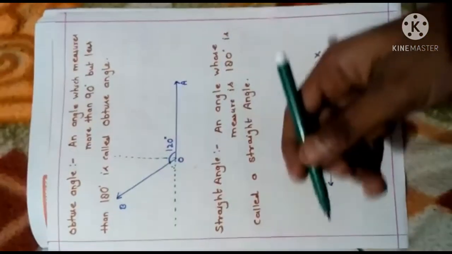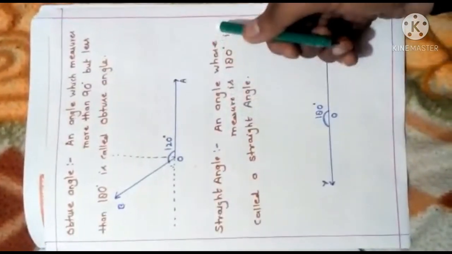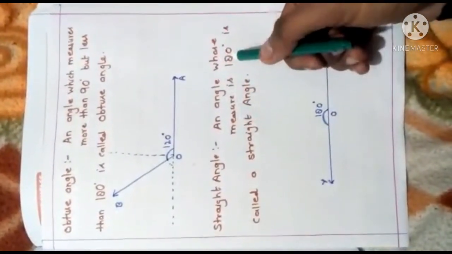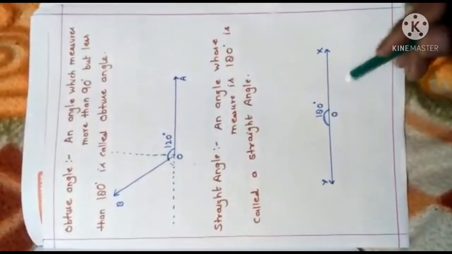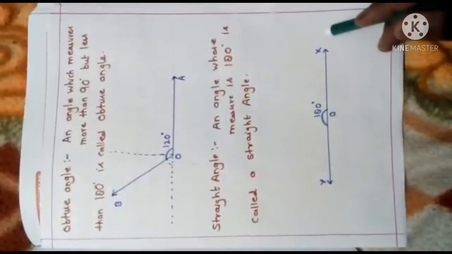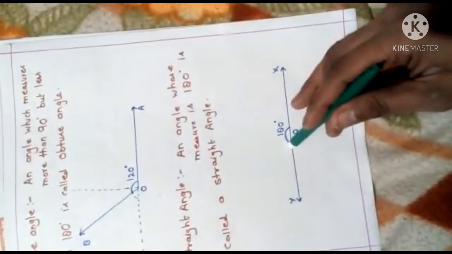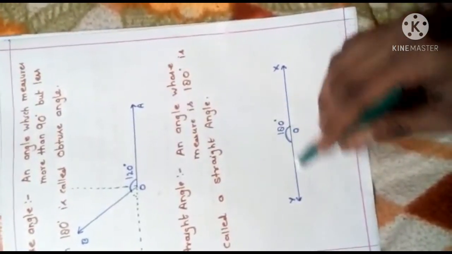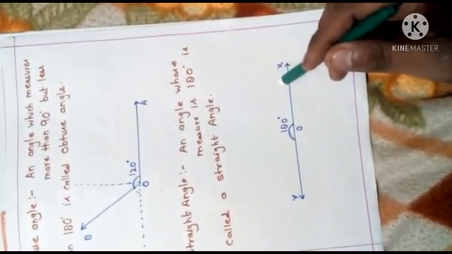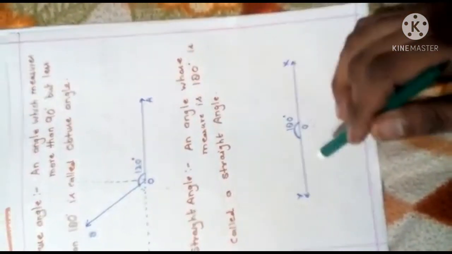Next, straight angle. An angle whose measure is 180 degrees is called a straight angle. So a straight angle is always straight. So if we draw an angle of 180 degrees, it is called a straight angle. Okay, understand?